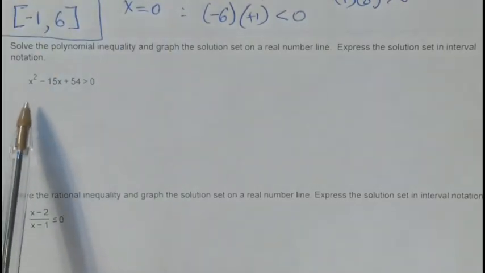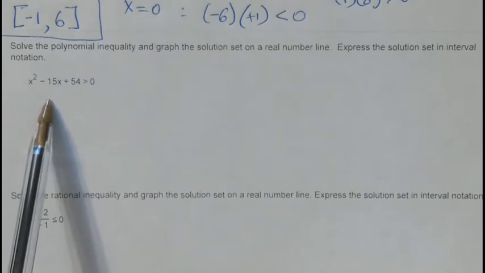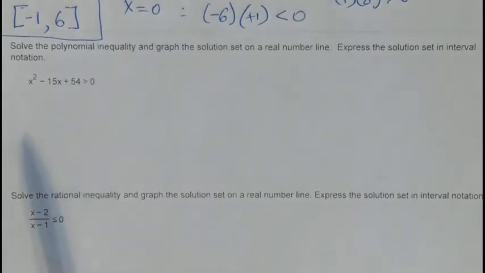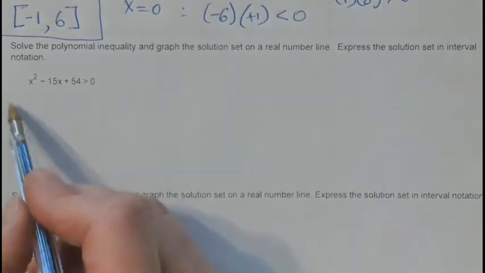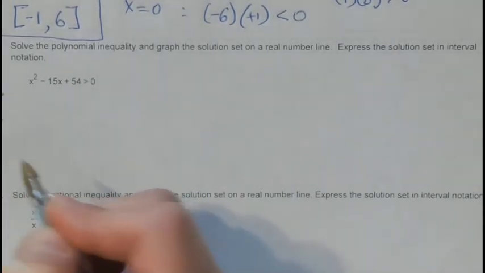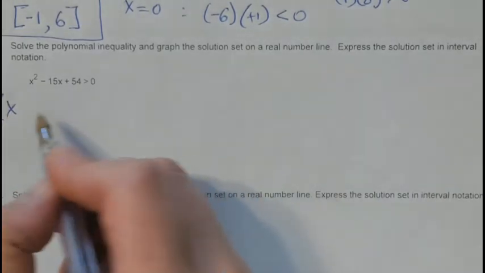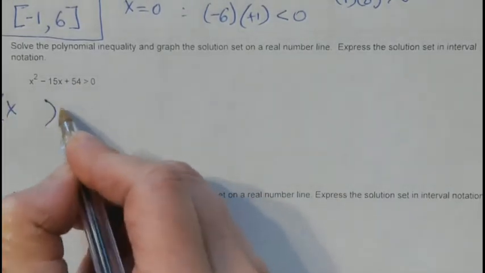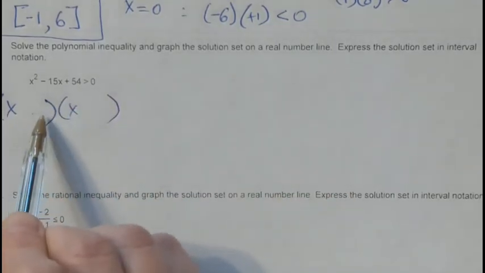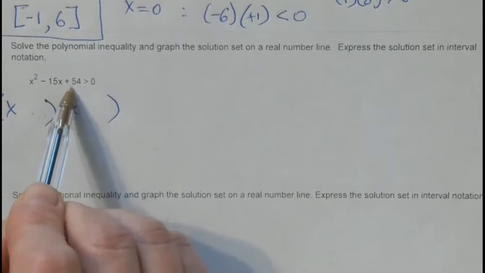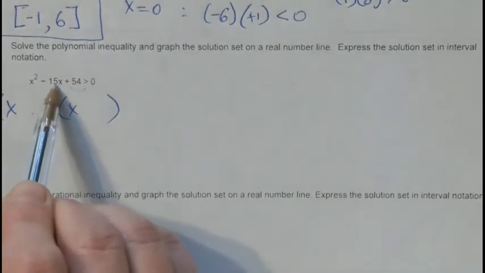In this case, the equation is not factored. x squared minus 15x plus 54. We have to factor this equation first. So we can use the trial and error method by finding two numbers that have the product equal to 54 and the sum equal to 15.